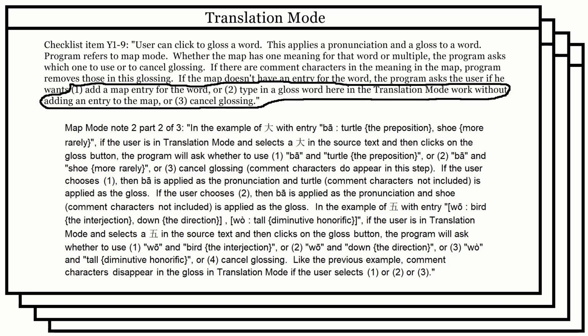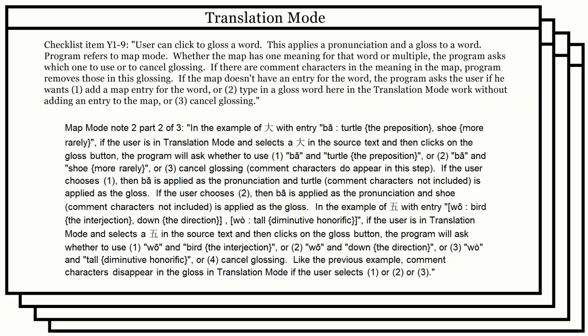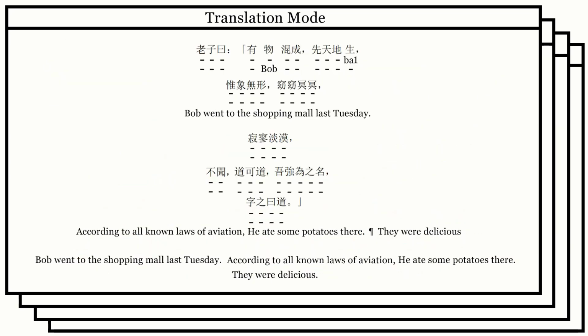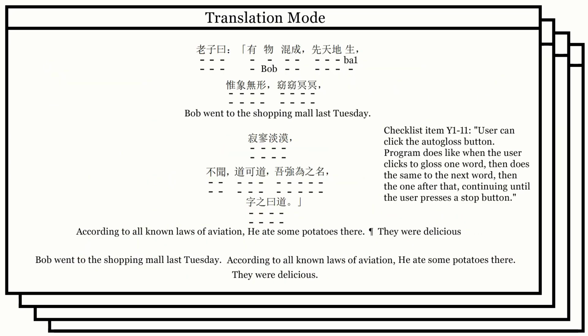The first option is just the same as manually adding an entry to the map like we've seen before. The second option is just like typing in whatever gloss word you want in translation mode with no reference to a map, like we saw earlier. And the third option ends the dialogue with no changes. Nice, that's glossing, and that's the main point of having a translation and a map and how they interact in this program. Next, checklist item 1-11, user can click the autogloss button.